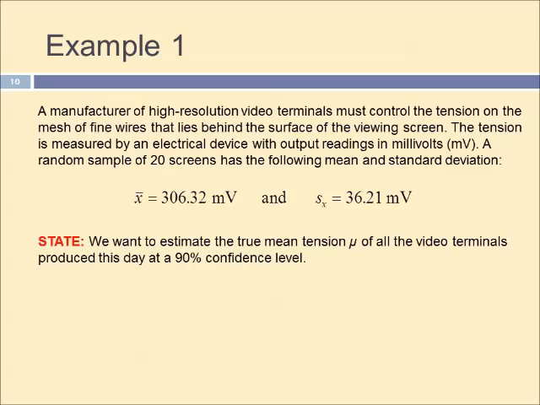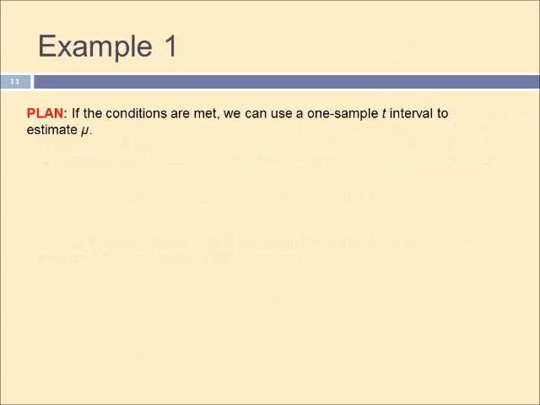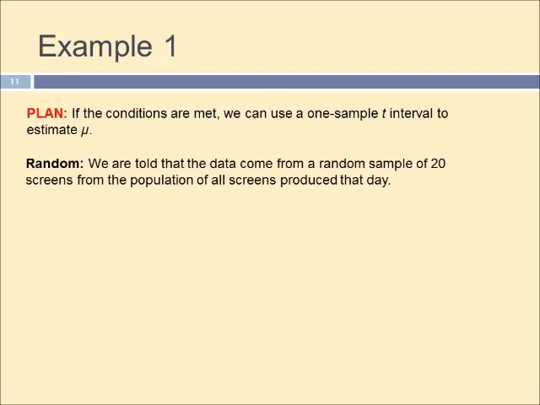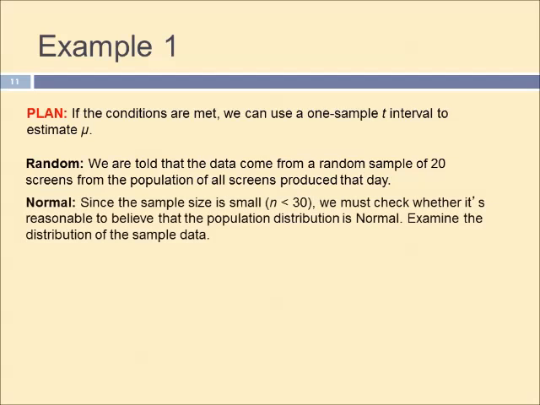So, using the four-step process, we want to estimate the true mean tension of all video terminals produced this day, and let's say at a 90% confidence interval. So if the conditions are met, we can use a one-sample t-interval to estimate the mean. So is it random? We're told that the data come from a random sample of 20 screens. So yes. Is it normal?